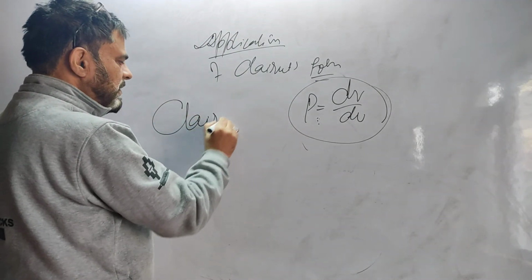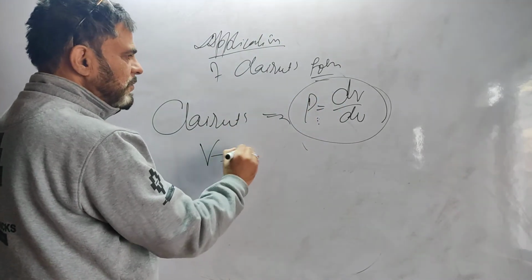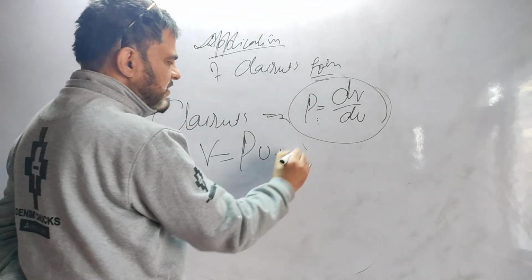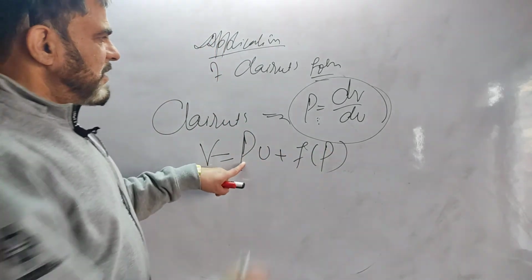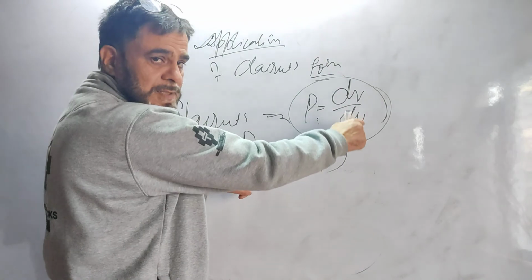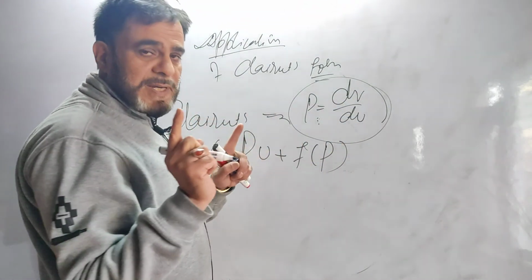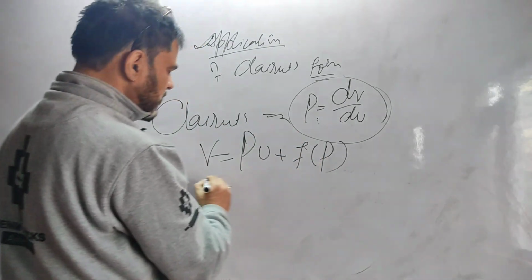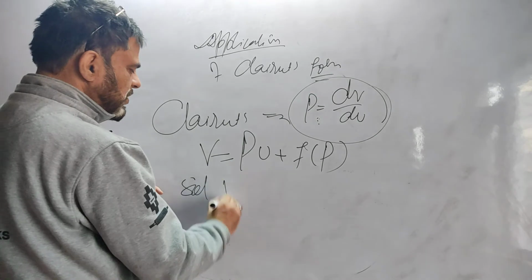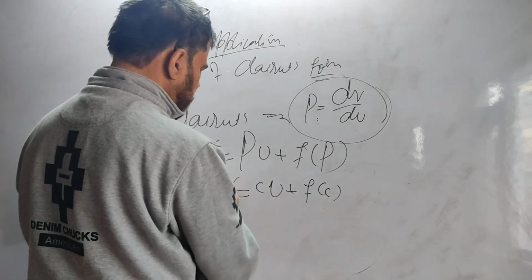So we can write, Clairaut's equation will be, according to this: v is equal to pu plus some function of p. What is this? u is the independent variable, and v is the dependent variable, just as you write px there. It is here pu plus f of p. So what will be the solution? The solution will be v is equal to cu plus f of c. This is the solution.